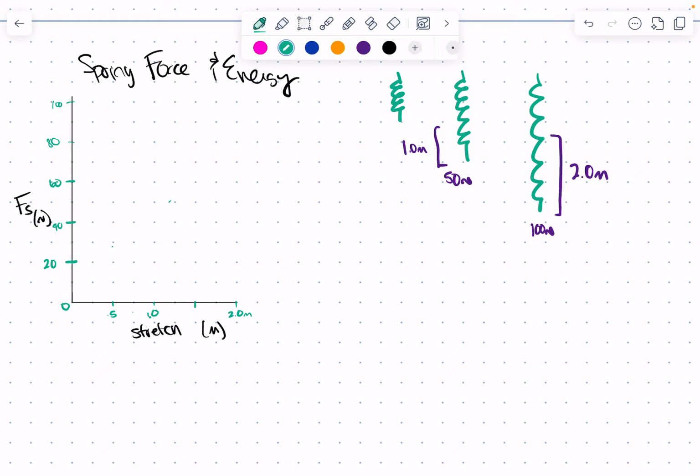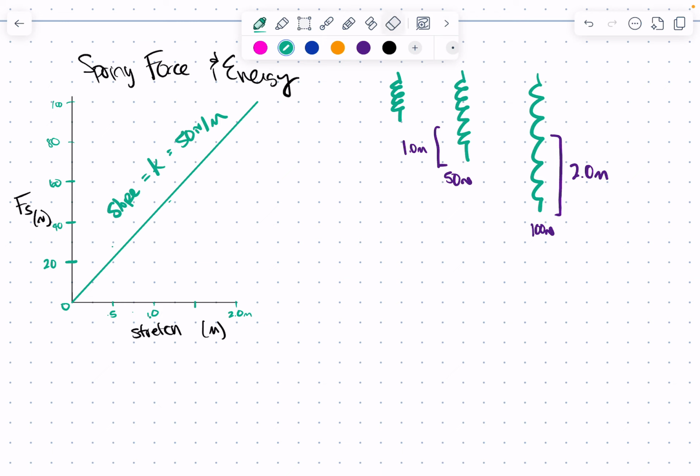And so when we graph this, our graph is going to look something like this, where the slope, which is k, our spring constant, is going to equal something like 50 newtons per meter.